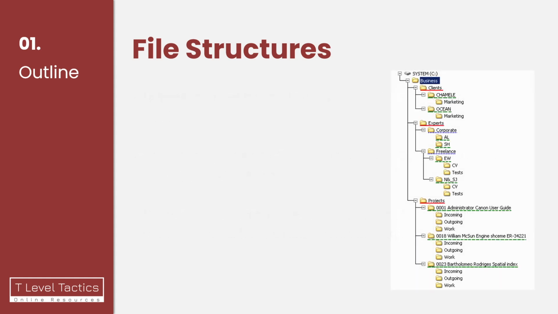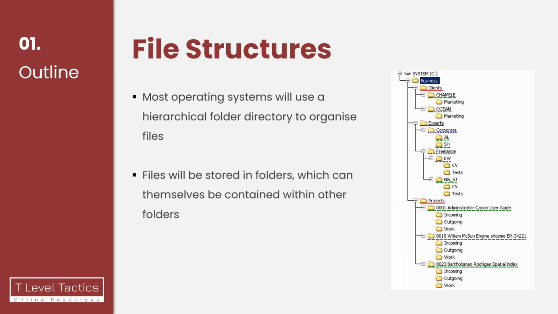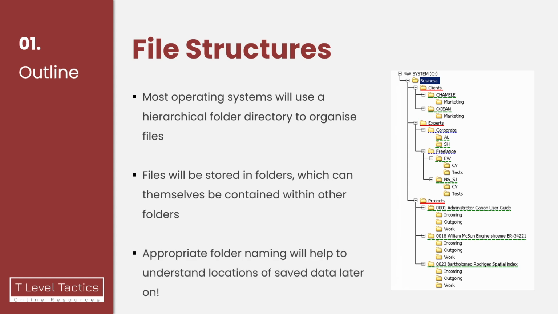Now, most operating systems will use a hierarchical folder directory to organize files, where files will be stored in folders which can themselves be contained within other folders, and of course each of those folders can contain different files, whether they be text, video, audio, whatever it might be. It can get confusing, as you can see on this example on the right-hand side here, so appropriate folder naming is going to help to understand locations of saved data later on and help you locate it.